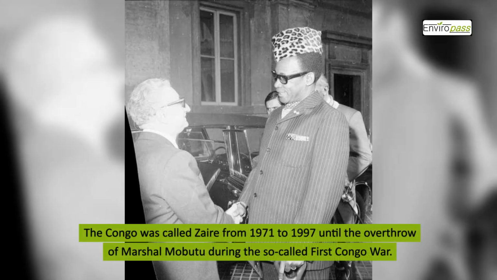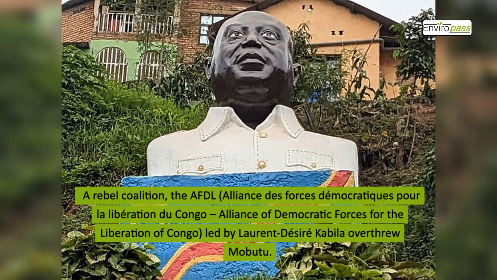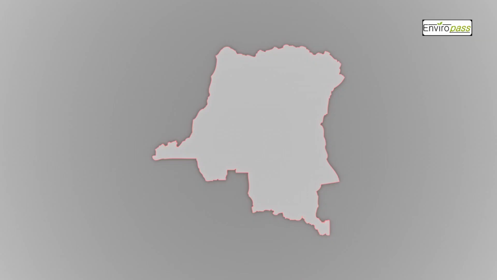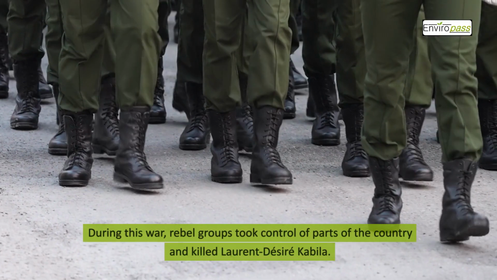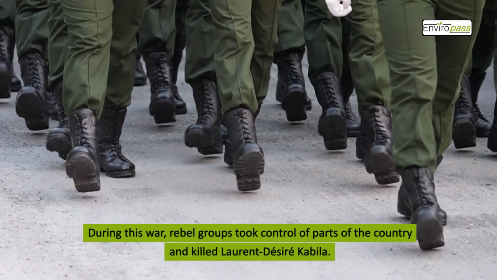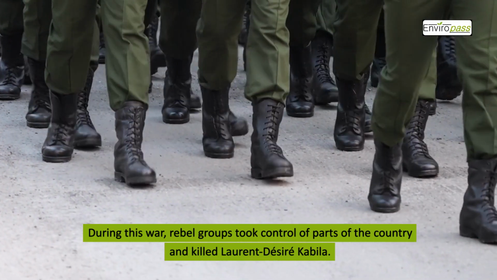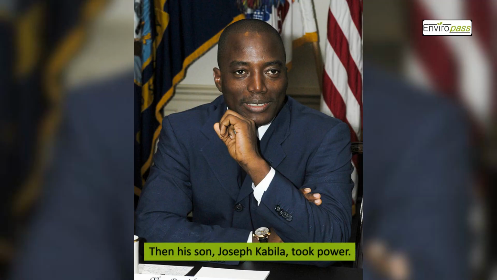The Congo was called Zaire from 1971 to 1997 until the overthrow of Marshal Mobutu during the so-called First Congo War. A rebel coalition, the AFDL, Alliance des Forces Démocratiques pour la Libération du Congo, Alliance of Democratic Forces for the Liberation of Congo, led by Laurent Désiré Kabila, overthrew Mobutu. A second Congo War followed from 1998 to 2002. During this war, rebel groups took control of parts of the country and killed Laurent Désiré Kabila. Then his son, Joseph Kabila, took power.